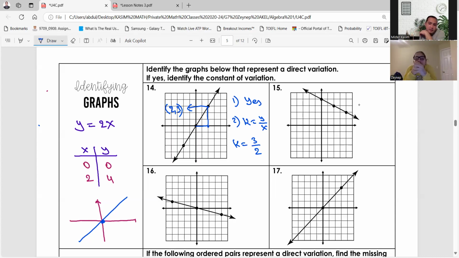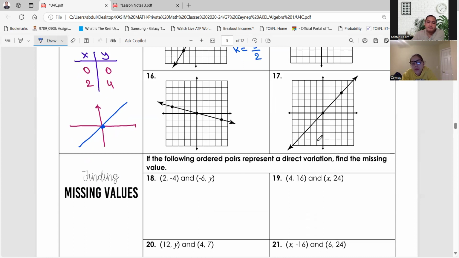Okay. And how about question 15? This graph, does it represent a direct variation? No. Why? Because it's not passing through the origin. That's it. No. 16? Yes. Okay.